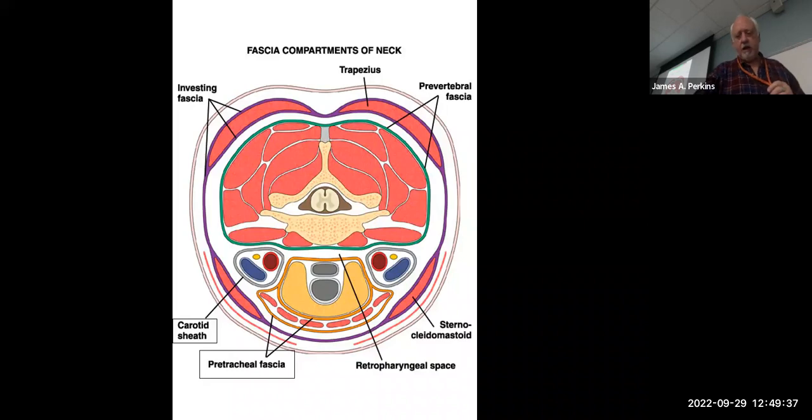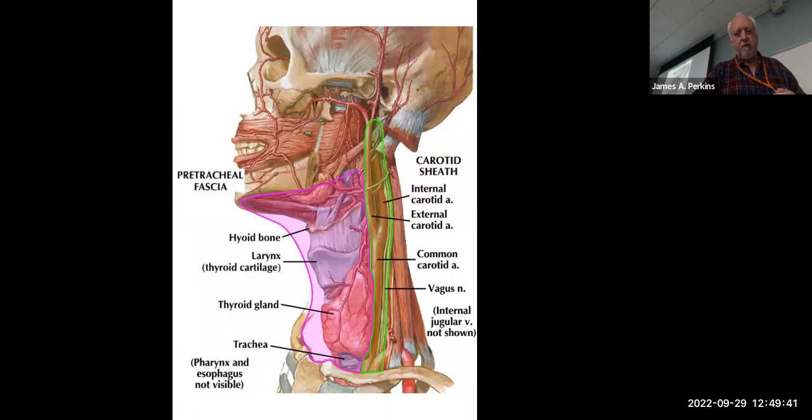So let's take a look at a couple of different views of the pretracheal fascia and the carotid sheath. This is one of Netter's paintings showing a lateral view of a fairly deep dissection of the neck. And I actually added the colors on here in Photoshop to try to show the boundaries of these different layers of fascia. So all of the pink area is supposed to represent the structures contained within the pretracheal fascia, and you see it's labeled here on the left.